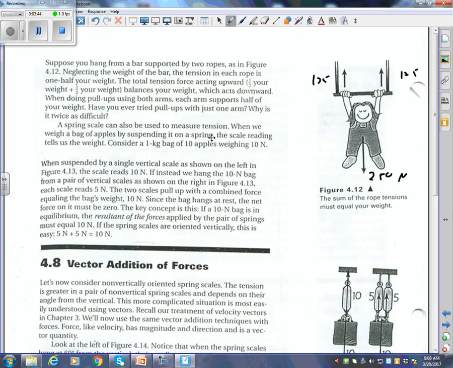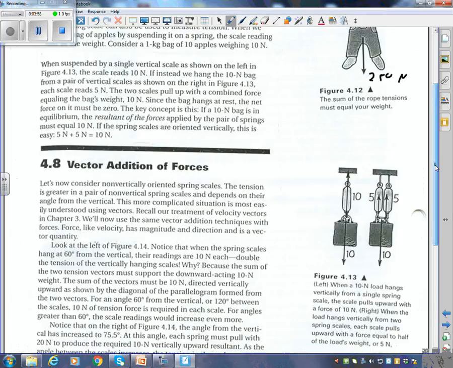A spring scale can also be used to measure tension. When we weigh a bag of apples by suspending it on a spring, the scale reading tells us the weight. Consider a 1 kilogram bag of 10 apples weighing 10 newtons. When suspended by a single vertical scale, as shown on the left in figure 413, so that's this one down here, the scale reads 10 newtons. So there's my bag of apples. It weighs 1 kilogram, which is 10 newtons. 10 newtons down, there's 10 newtons of tension in the string, and the scale will show it.